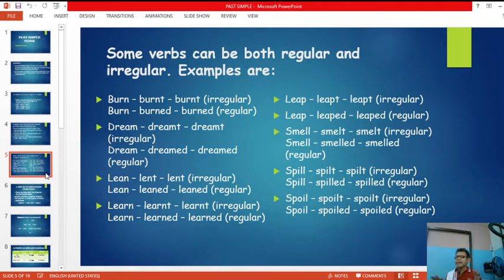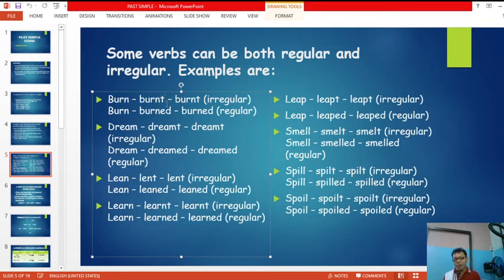Okay, some verbs can be both regular and irregular. So these are the list that you can consider as irregular or regular. Why? When you put them in the past tense, look at this, burn. There's another spelling, burnt. So it looks irregular because it changed.